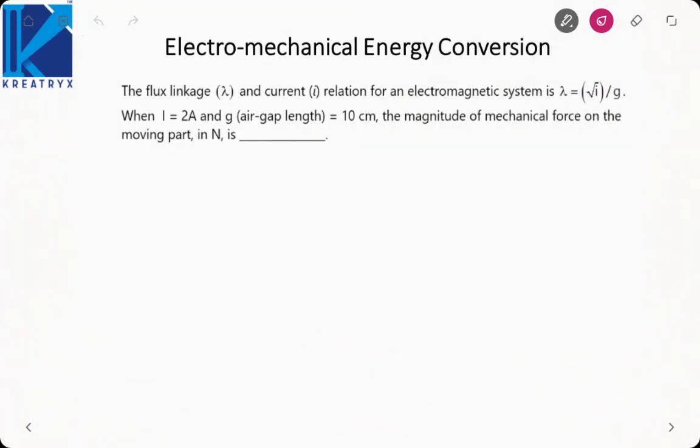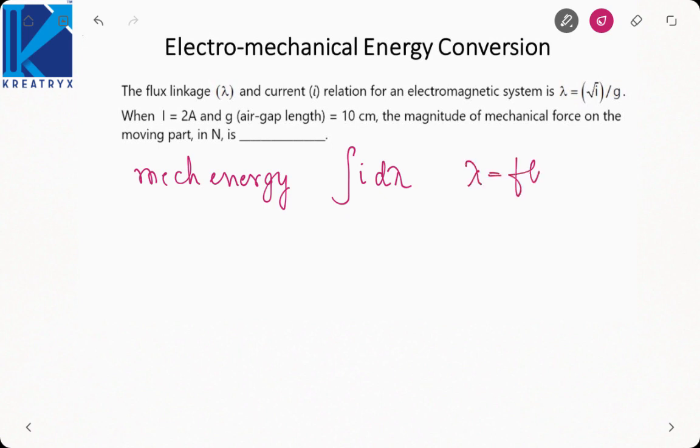Next concept, let us take a look at electromechanical energy conversion. This concept was asked in a recent year. Here what you have to remember is the concept of mechanical energy. Now what is mechanical energy? It is given by the integral of i d lambda, where lambda is basically flux linkage. And remember, whenever we want to find mechanical energy, we take lambda as constant.